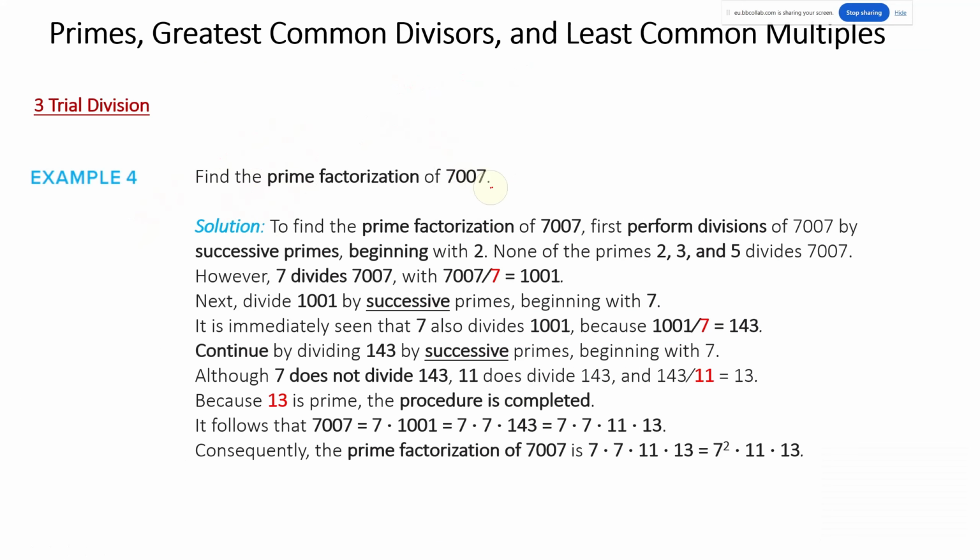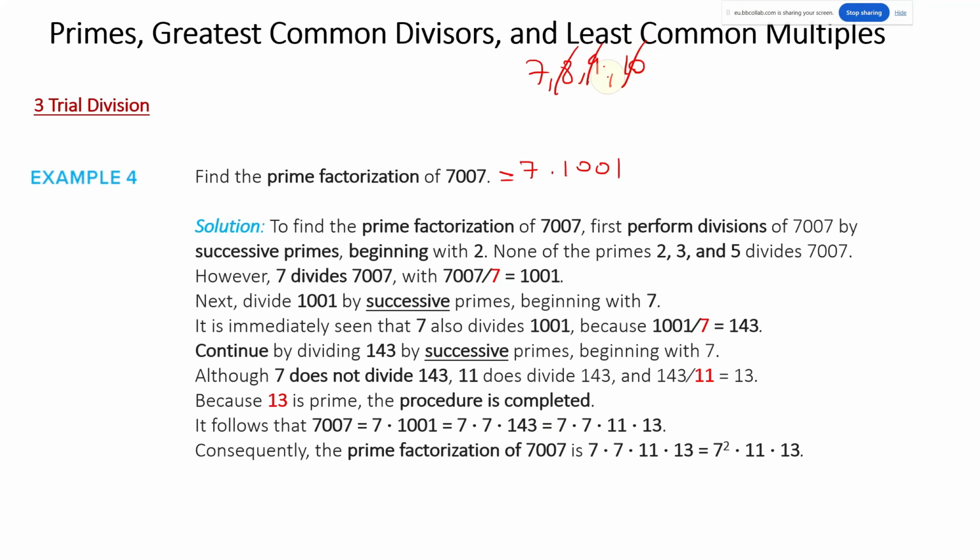So we said I'm not going to divide by 2, not by 3. What about by 5? Obviously it doesn't end in 5 or zero, so it's not going to be divisible by 5. Now how about 7? Well, obviously I can see that it's 7 times 1001. And then I just need to keep going. Next I need to divide by the successive primes beginning from 7. What are the other primes after 7? Well, 8 is not a prime. We have 9, not a prime.